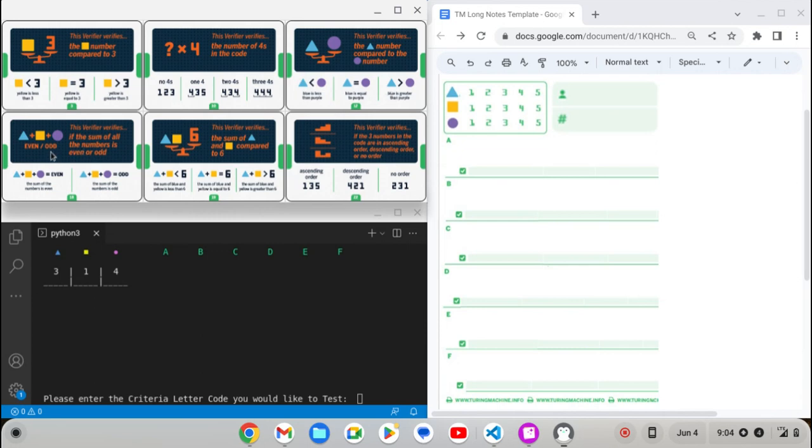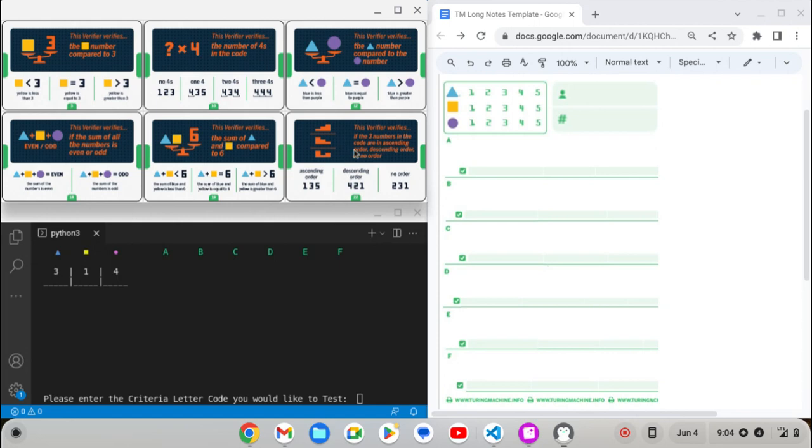Criteria card D will take a look at the 3 digits, triangle, square, and circle, add those values together, and the Turing machine will let us know whether that sum should be an even quantity or an odd quantity. Criteria card E will look at the first 2 digits, triangle and square, take their sum and compare that to the number 6. Should the sum be less than 6? Should it be equal to 6? Or should the sum be greater than 6?